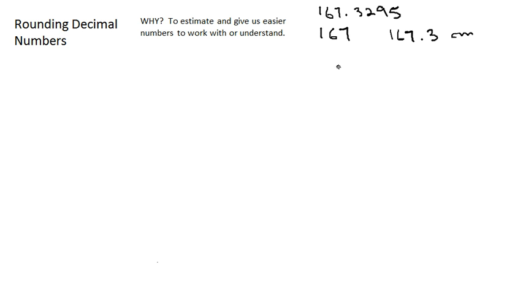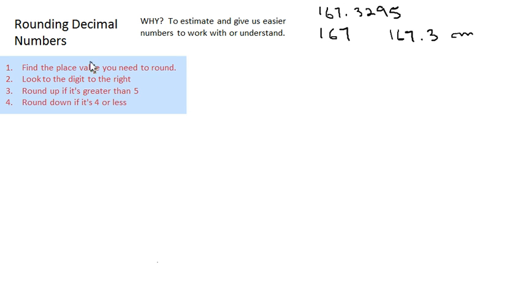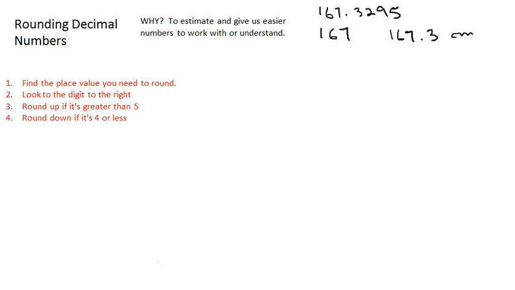I can handle these numbers a lot more than that large number right there. So when we look at the steps to round decimal numbers, it's really the same types of steps that we would use to round whole numbers. We're going to find the place value you need to round. We are going to look to the digit to the right. We are going to round up if it's 5 or greater, or round down if it's 4 or less. So let's put this back into action here.